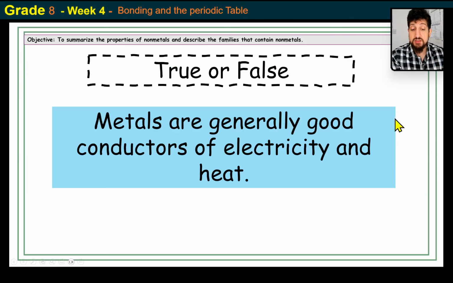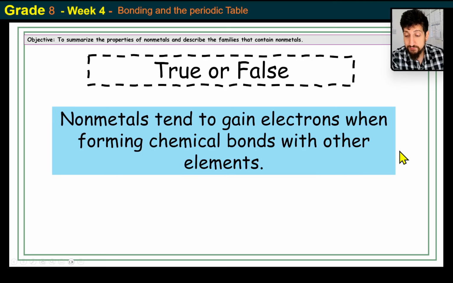True or false? Let's do some quick revision of this lesson. Metals are generally good conductors of electricity. Of course, that is true. Please pause these and do them yourself before you reveal the answer.